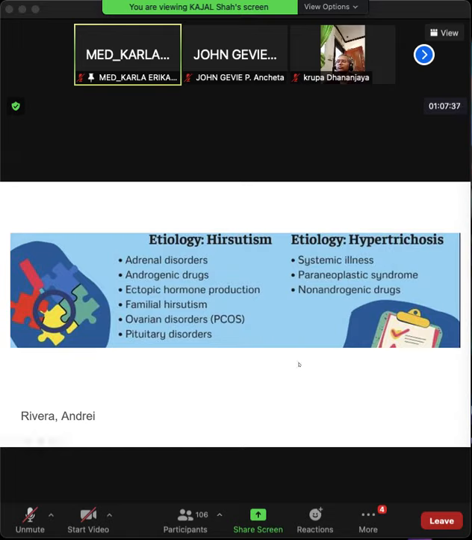For the etiology, there are a number of causes of hirsutism, such as adrenal disorders, androgenic drugs, ectopic hormone production, familial hirsutism, ovarian disorders, and pituitary disorders. Overall, the most common cause is PCOS or polycystic ovarian syndrome, as said earlier. Etiology for hypertrichosis is usually caused by systemic illnesses, paraneoplastic syndromes, non-androgenic drugs. It also occurs in rare familial disorders called congenital hypertrichosis.